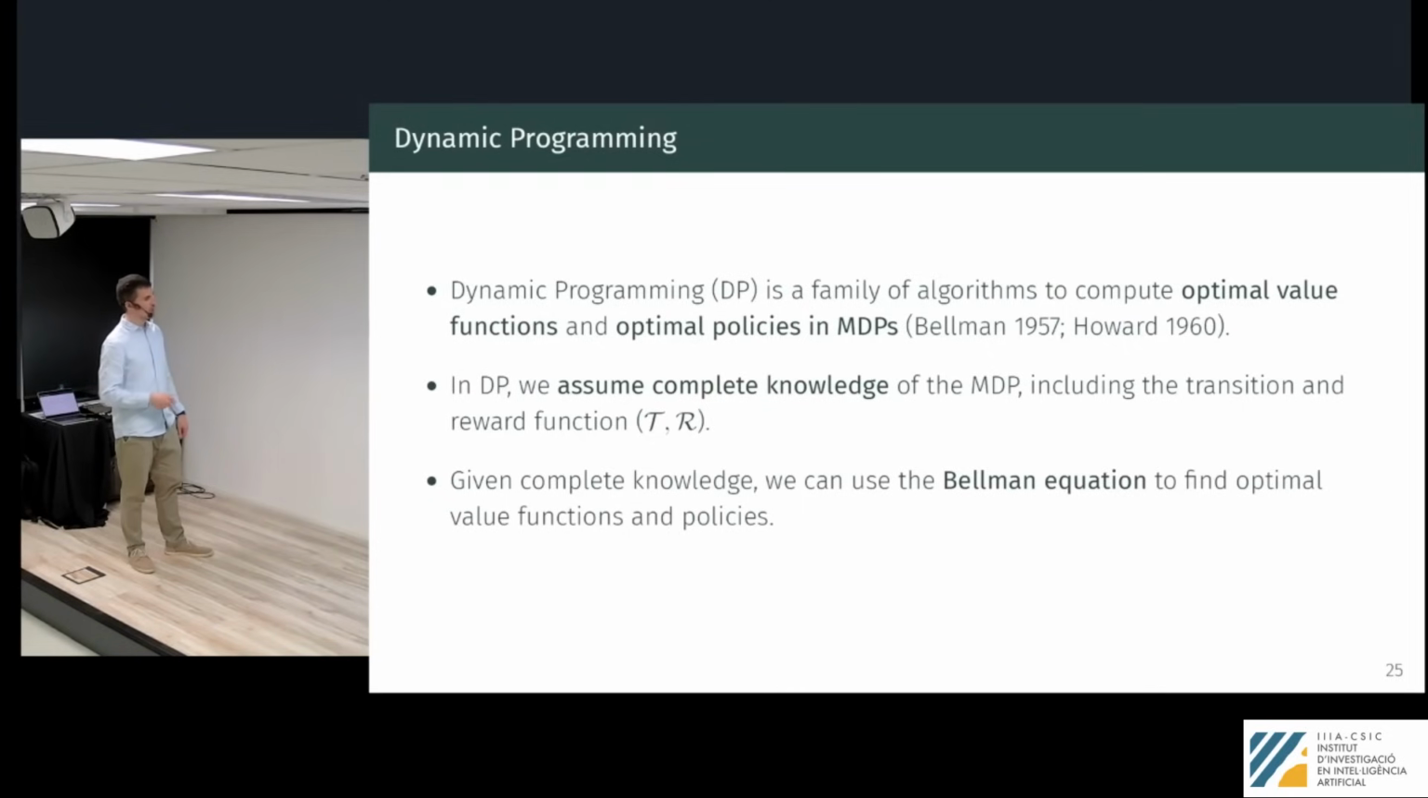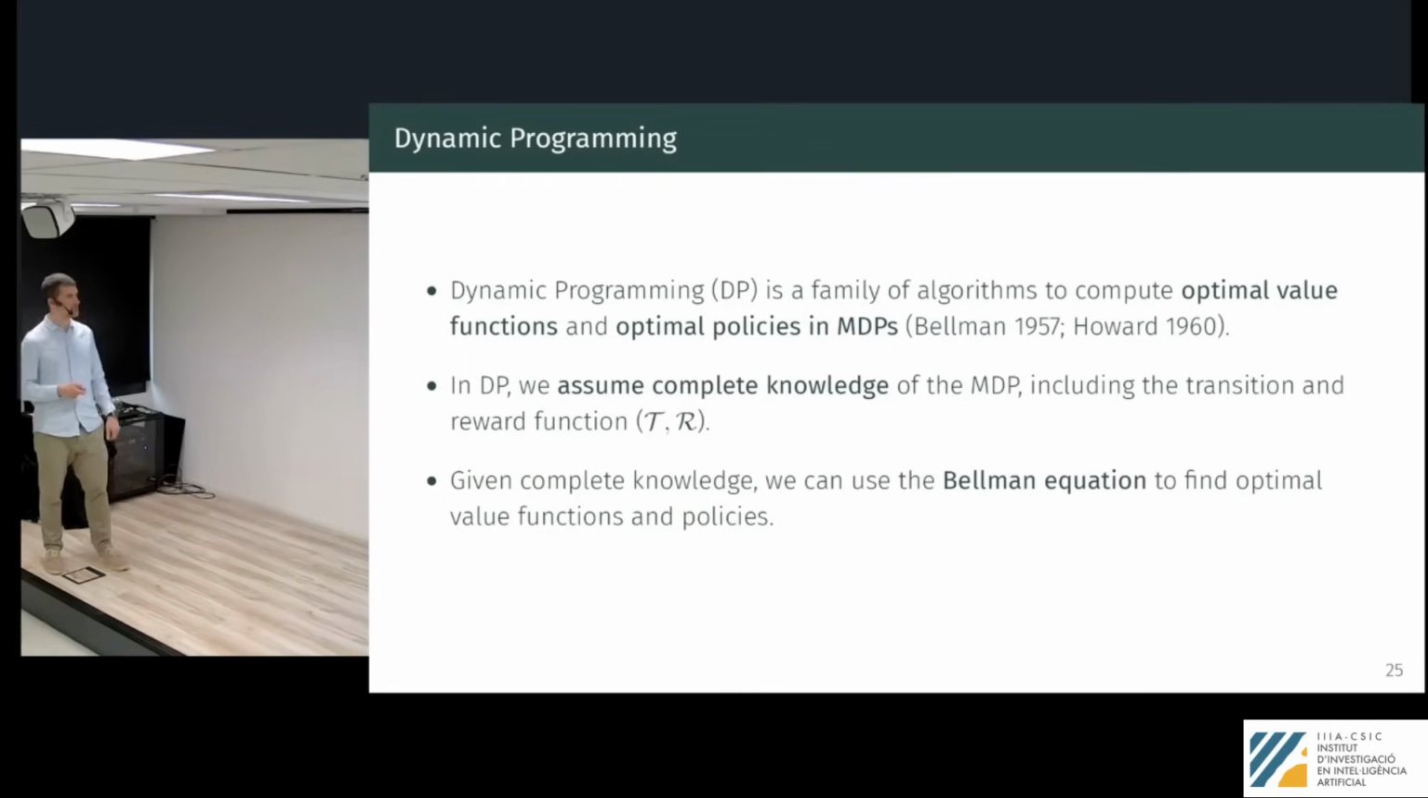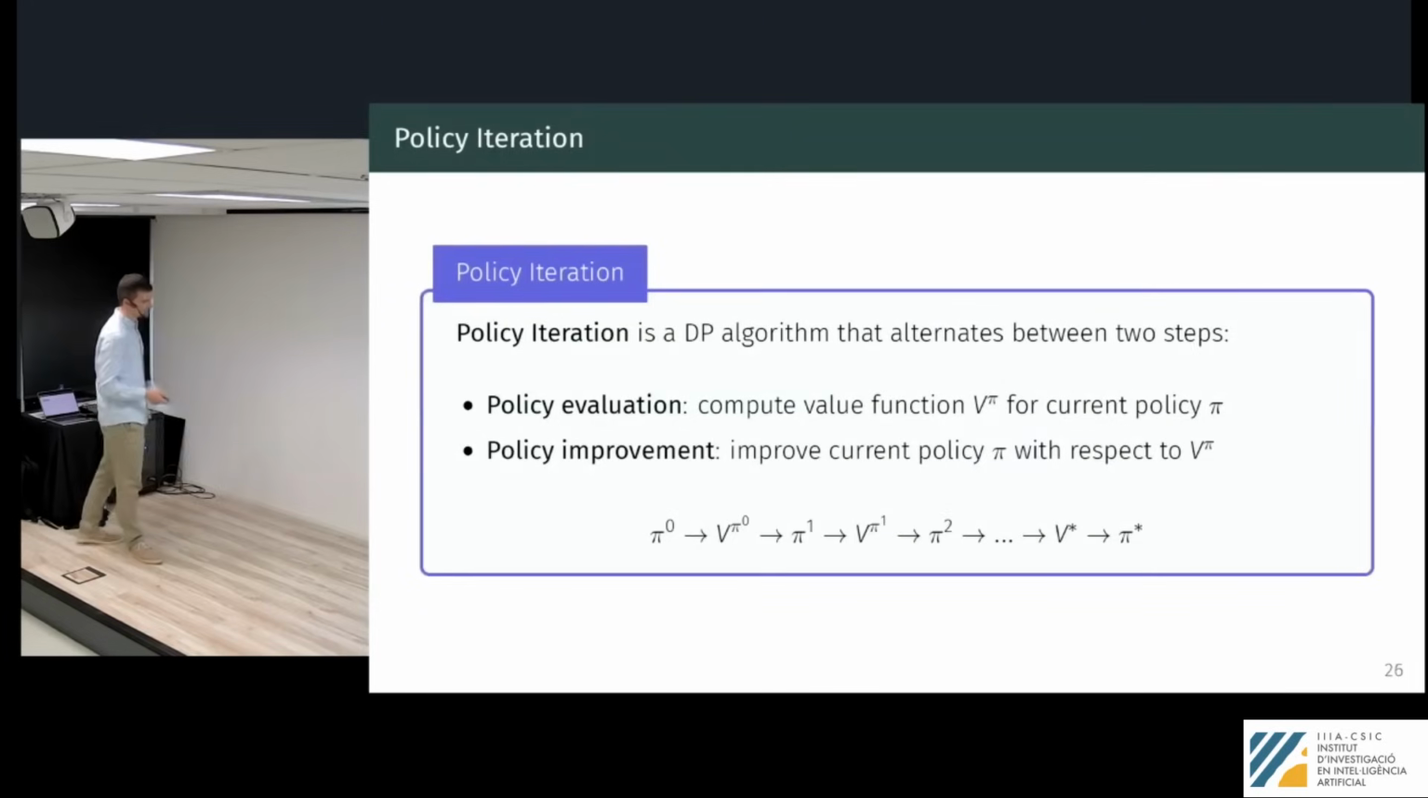And basically, the way it works is, given this complete knowledge, we use ideas like the Bellman equation as an operational way to find these optimal value functions, basically by iterating and repeatedly applying these Bellman equations.